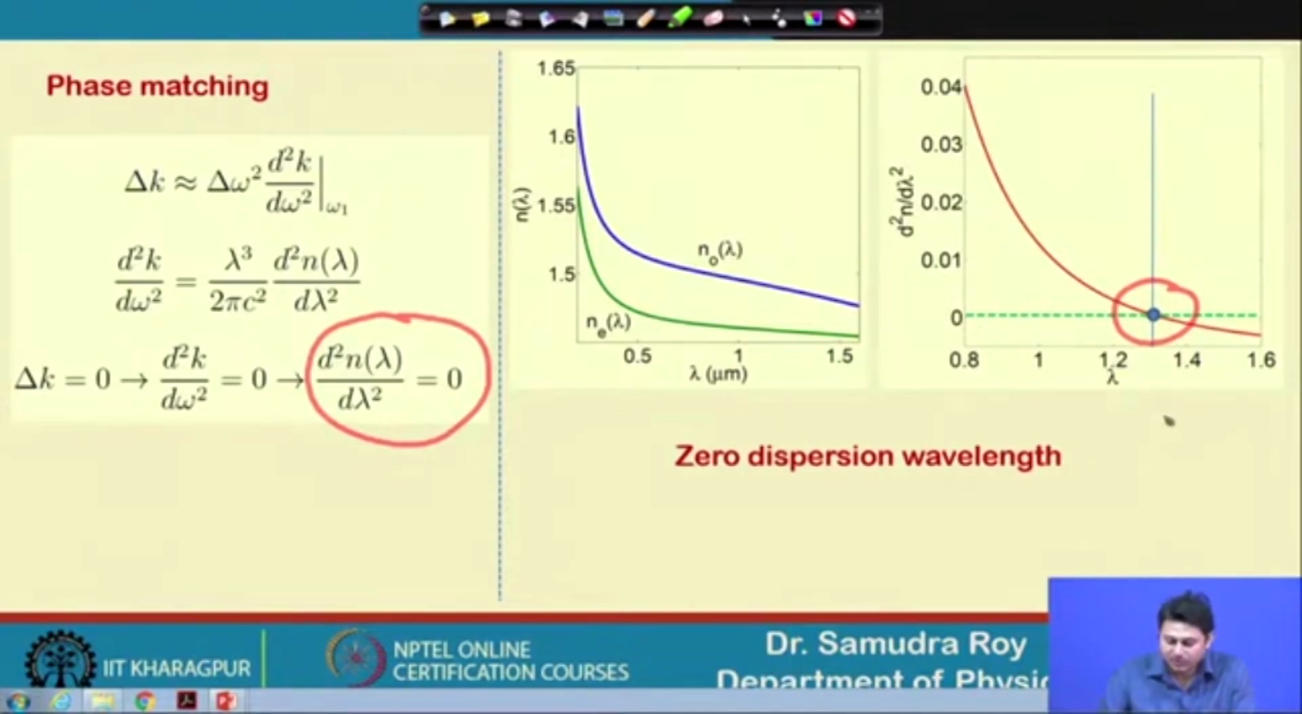If I launch the wave at the zero dispersion wavelength, the phase matching condition will be valid at that point and we can excite our crosstalk frequencies, whatever frequencies we are talking about here, which is omega 4. So we can excite the frequency omega 4. With this note I would like to conclude here.